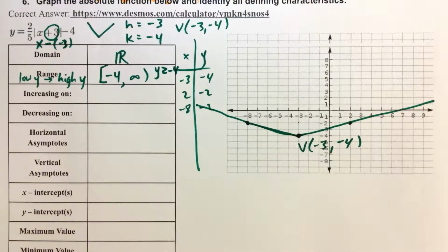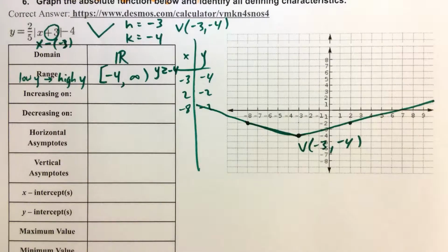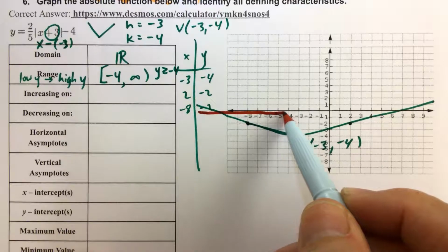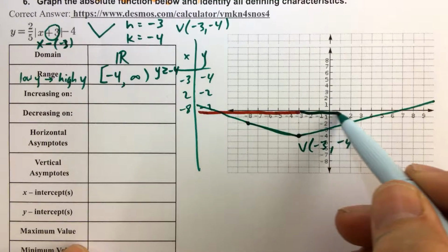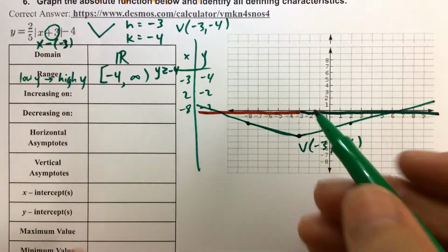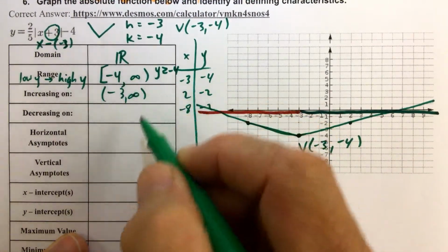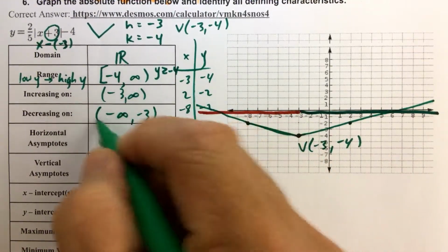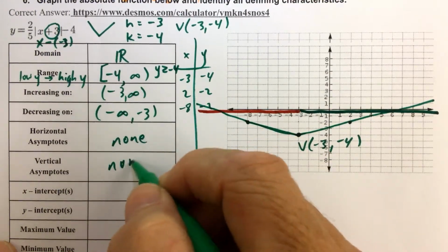And then increasing and decreasing. This is where we had the red light, green light. Remember, we've got red and green. Red is for the interval in which the y values are getting smaller, all the way down to that point right there. And green is for the interval where the y values are getting bigger. Increasing is on the interval from -3 all the way to infinity, and decreasing from -infinity to -3. There we have the intervals. There are no horizontal asymptotes and no vertical asymptotes.